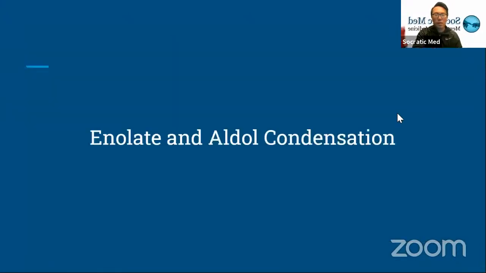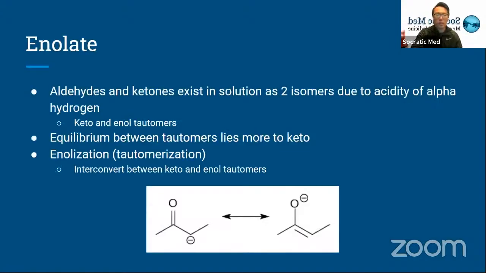To the next topic. So next, I'm going to go into enolate chemistry and aldol condensation. So aldehydes and ketones exist in solution as two isomers due to the acidity of the alpha hydrogen. The alpha hydrogen is the hydrogen attached to the carbon next to the carbonyl carbon. As a result, you have keto and enol tautomers.